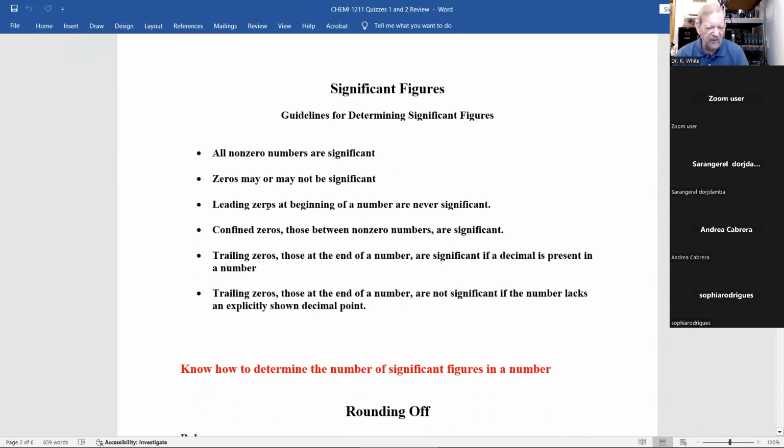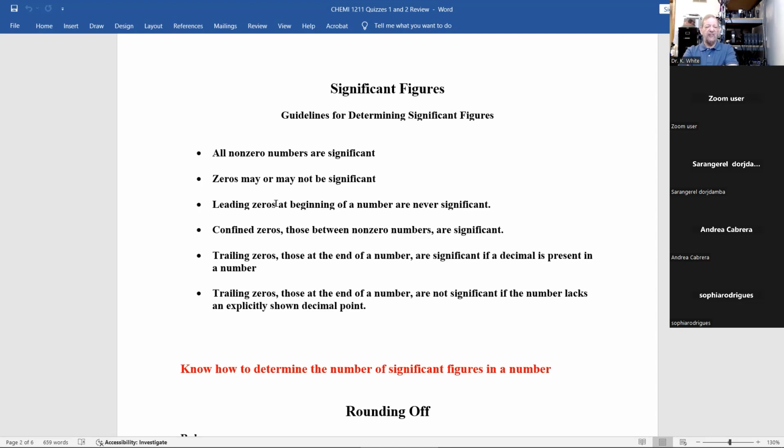Next, I talked about significant figures. If you have a number on a test, not only for the actual question, but for calculations, you'll be doing this all semester, you need first to determine how many significant figures a number has. And there are rules.